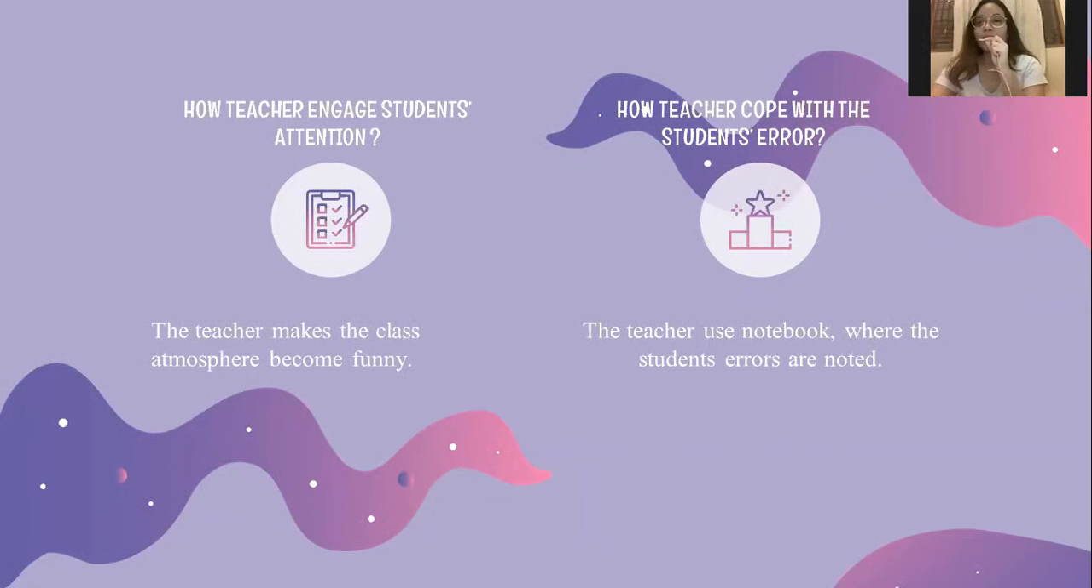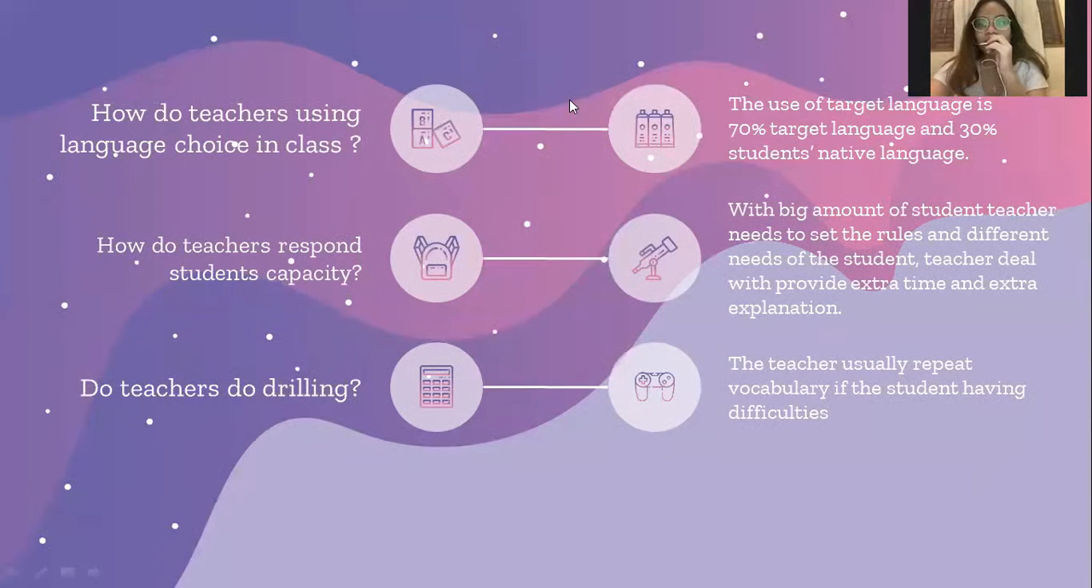So the next slide will be explained by Fio. Language use, where the students will not be too dependent on their native language, but the students can also acquire their target language. And next, how do teachers respond to students' capacity?